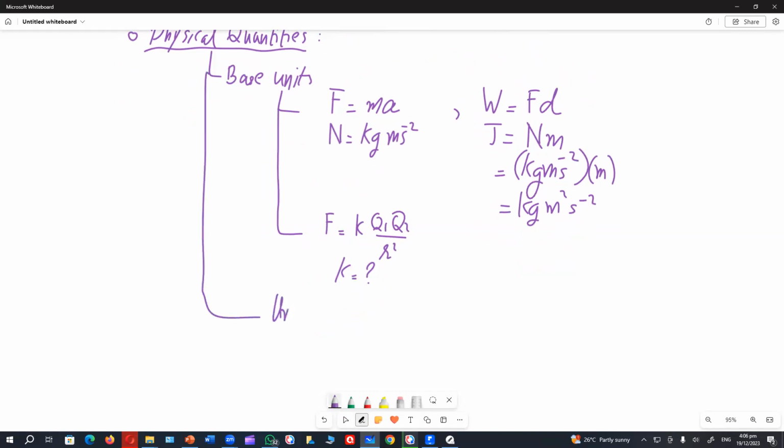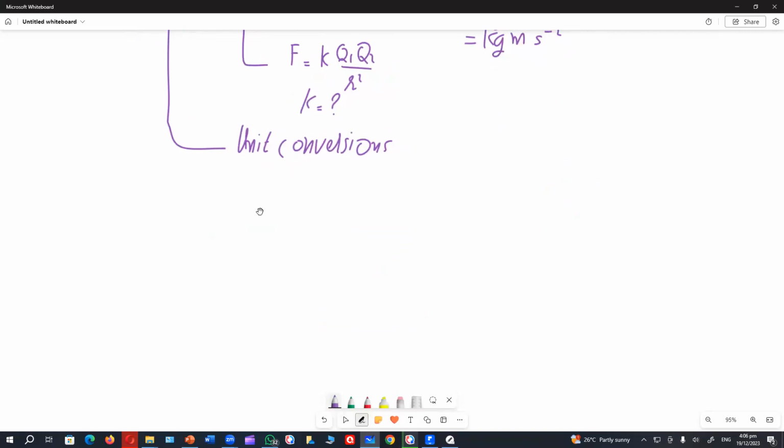After that, the second feature is unit conversions. Unit conversions should be remembered very well, especially the prefixes. And in unit conversions, when you convert from a small unit to a big unit, you have to divide. And when you convert a big unit to a small unit, you have to multiply.